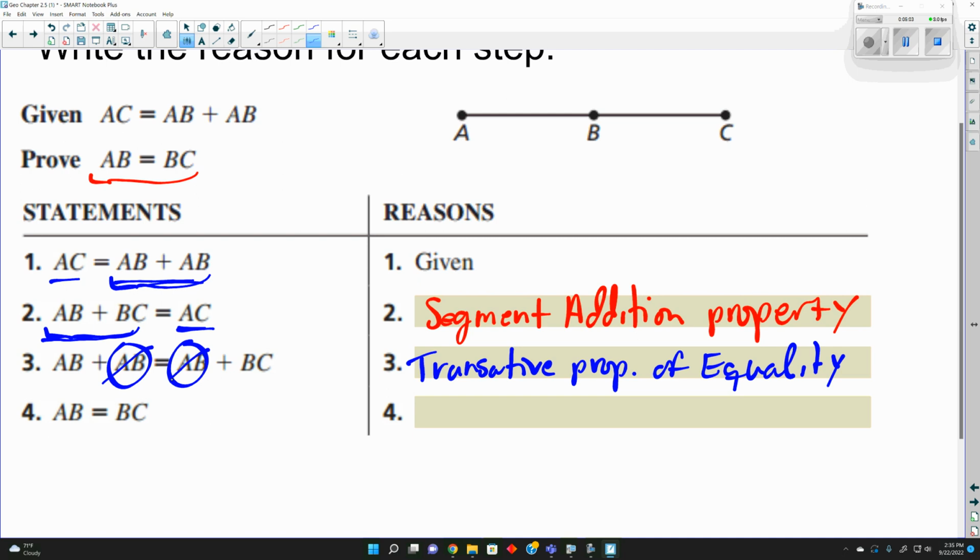Well, what do? We subtracted, so this is the subtraction property of equality. So we prove that AB is equal to BC.